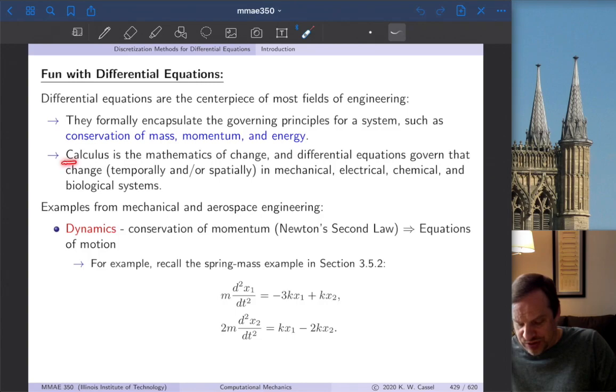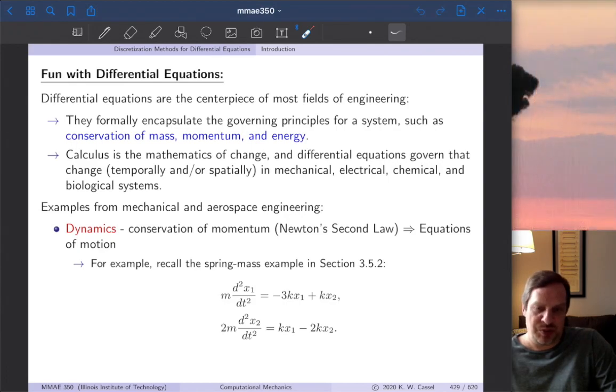And then calculus, essentially you can think of as the mathematics of change. So slopes are the rate of change of a function and so on. So calculus is the mathematics of change. And then differential equations govern that change. And it could be a change in time, which we say temporally, or in space, spatially. And the systems could be any type of system. It could be mechanical, electrical, chemical, biological, whatever the case might be.